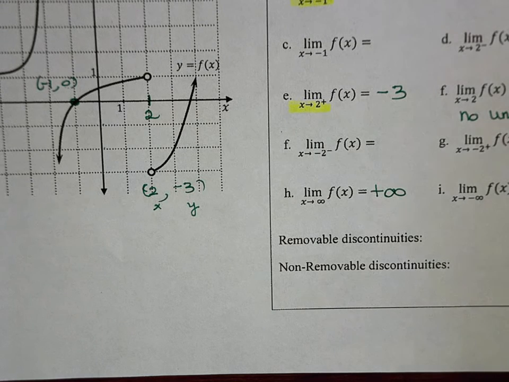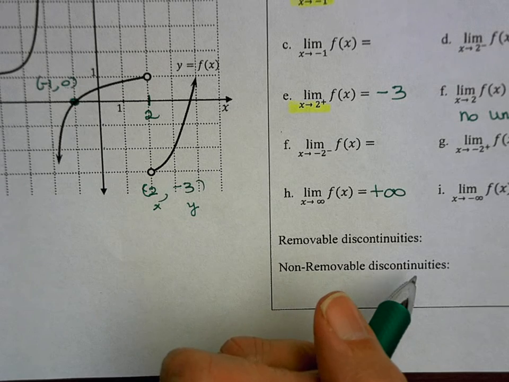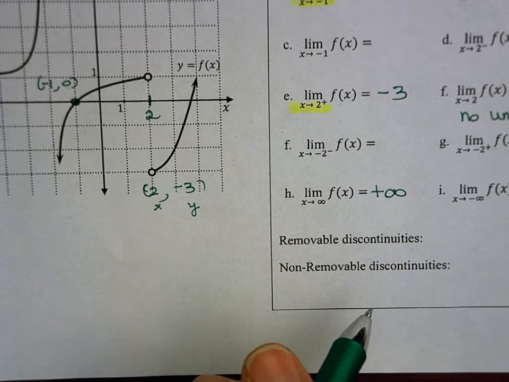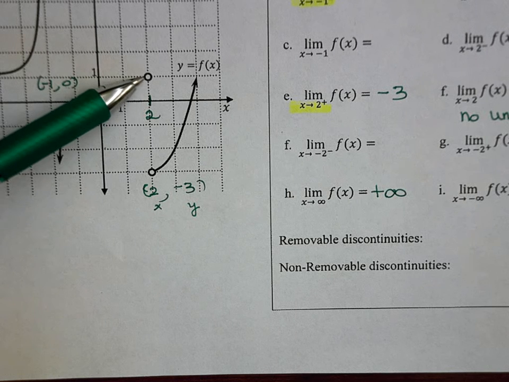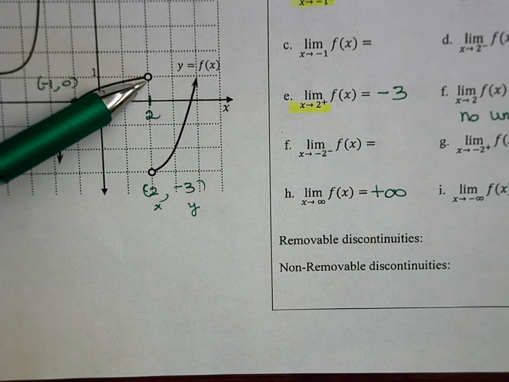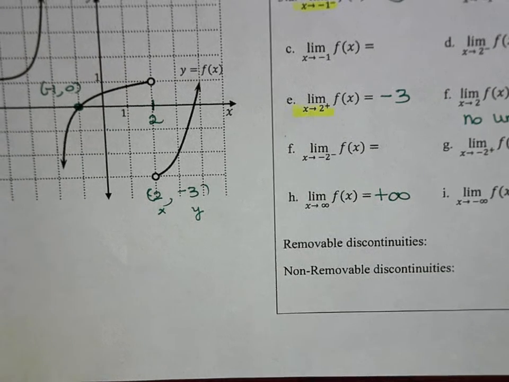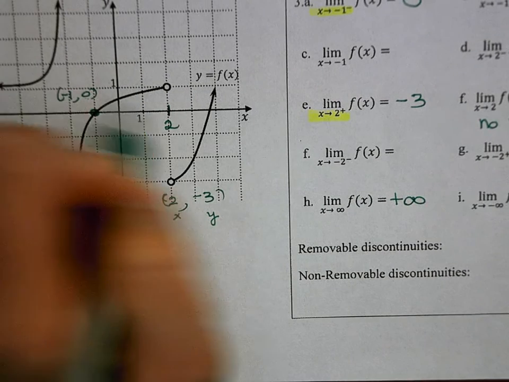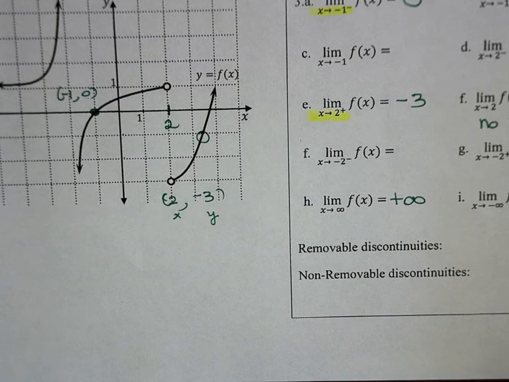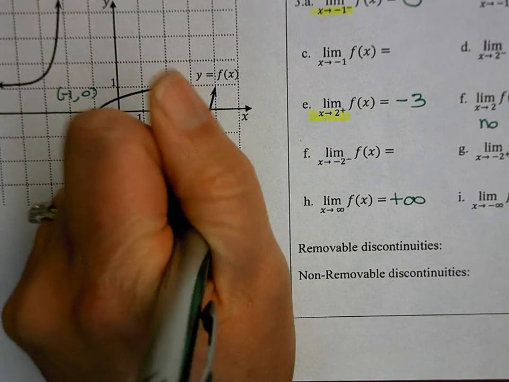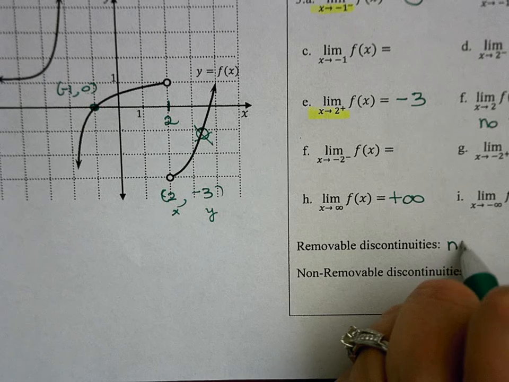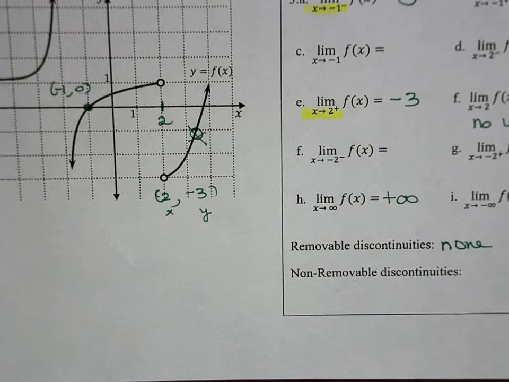And let's take a look at removable discontinuities. So I'm looking for a hole in the graph. Now this is an open dot, but it's not a hole in the graph, right? That's just where the graph stops, okay? So I'm looking for something maybe like right here. That would be a hole in the graph, okay? But it's not, so that doesn't count. So then I would have none. So there would be no removable discontinuities. Okay, and that's it for this video.